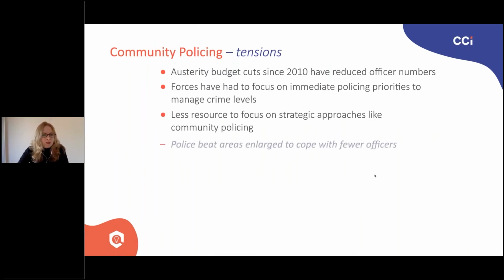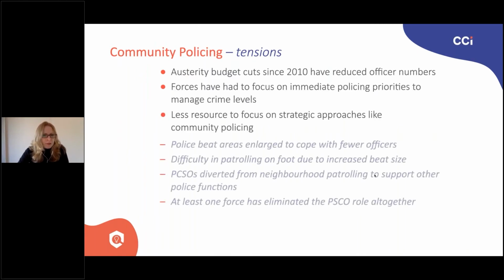So while community policing is expected by citizens in the UK, it's been increasingly difficult to deliver because of the budget cuts that we've had since 2010. That's reduced police officer numbers, and it's also led to police forces then having to focus their resources on crime incidents. It's meant that there's not been such a focus on strategic approaches like community policing.